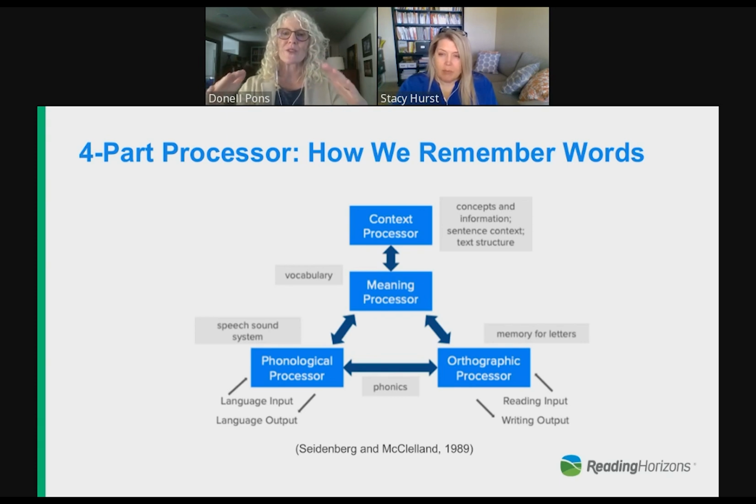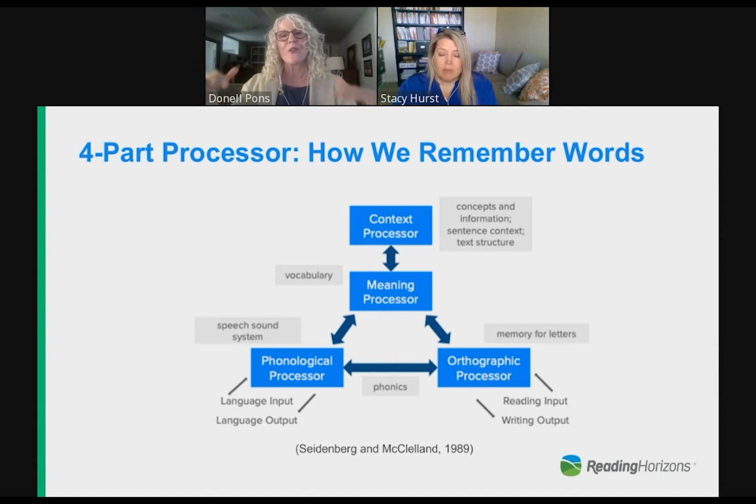As we move up, again, watch the arrows, as we move up and we get to the meaning processor. So we have our phonological processor and orthographic processor sharing information. As we get that down, we move to the meaning processor of vocabulary, making meaning out of what it is that we are seeing and putting together with a sound. And then that very top is the context processor. Concepts and information, sentence context, text structure, all of that additional information that is so important to get to the level of understanding, because that allows us to operate in any text at any level, right?